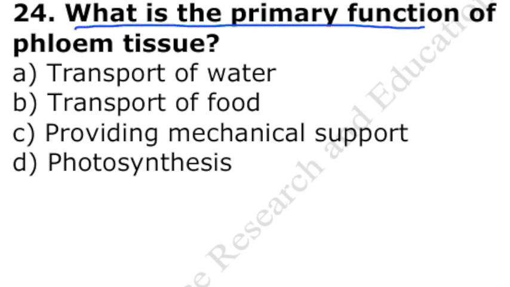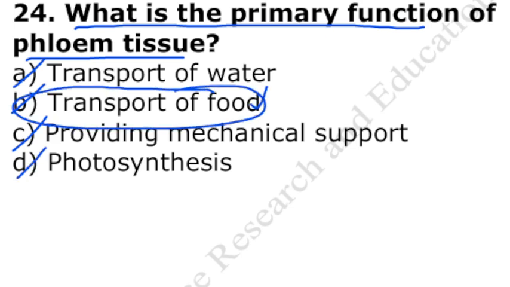What is the primary function of the phloem tissue? Transport of water, transport of food, providing mechanical support, photosynthesis. The main function is transport of food.